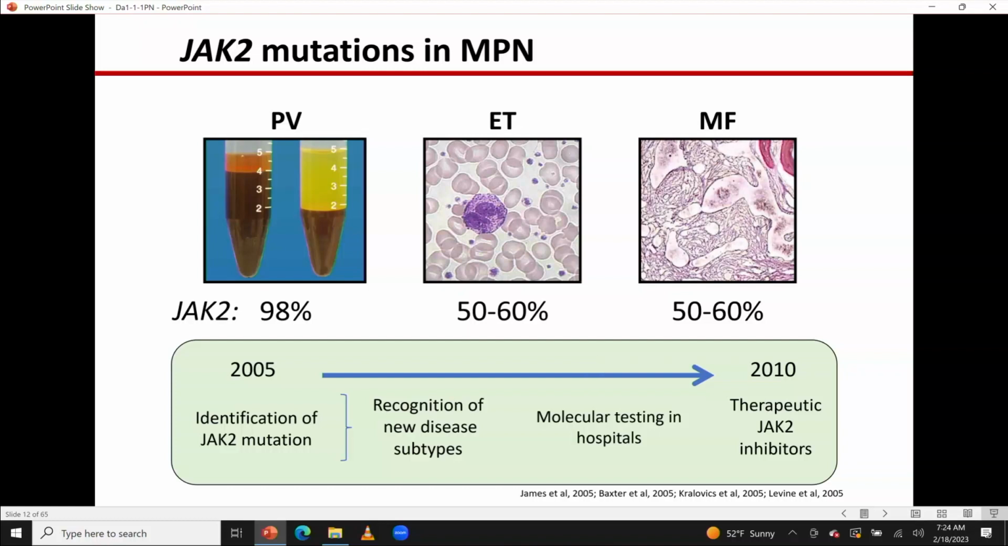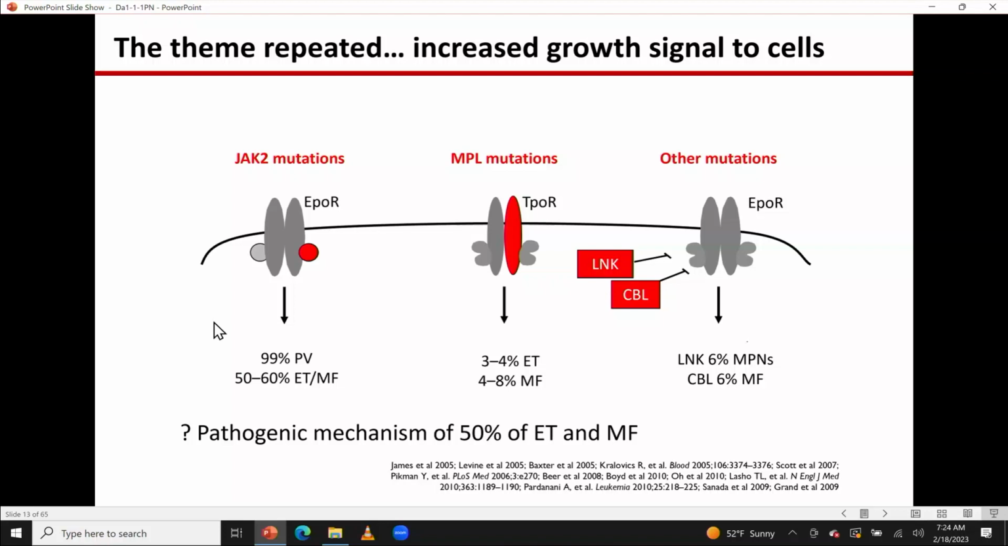But it was a burning question in the field. And so we started doing sequencing of DNA, technologies that didn't exist really at the time of the discovery of Jack2, but they were coming into play where you could sequence every bit of DNA. And so we started doing that.